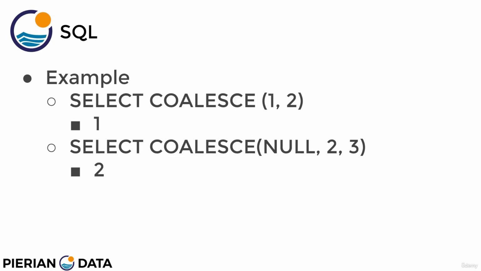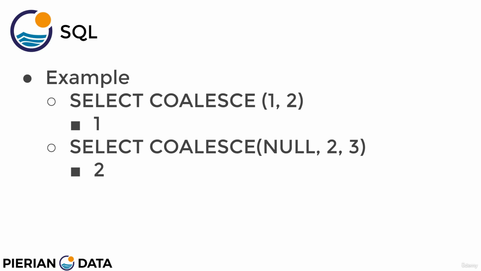To show you very simple examples, if you say select coalesce 1 and 2, it's going to go along in order until it finds the first non-null value. In this case, it's simply 1, so it returns 1. However, if one of the values ends up being null first, such as select coalesce null, 2, 3, then the first value is null, so it continues along. Finally, it finds a non-null value, which is 2, so it returns back 2.